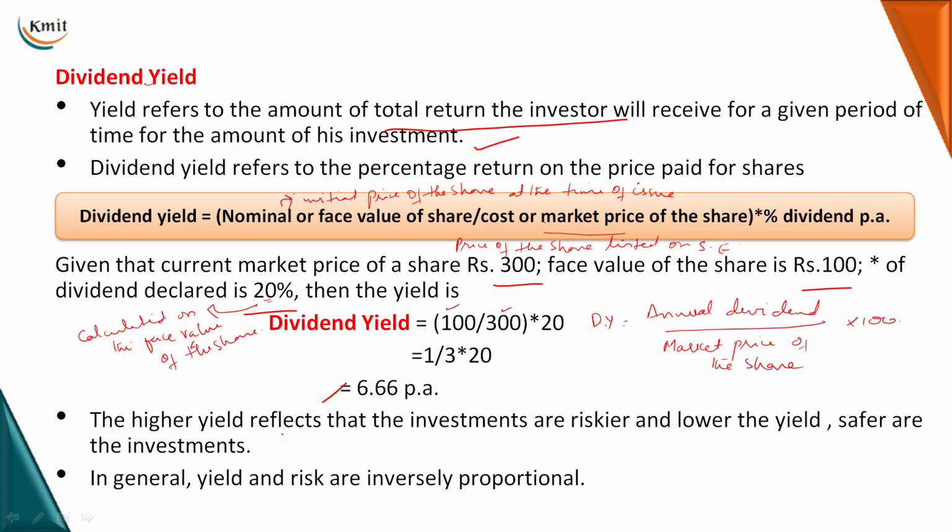The higher the yield reflects the investments are riskier. Lower the yield refers to safer investments. So in general, yield and risk are inversely proportional.